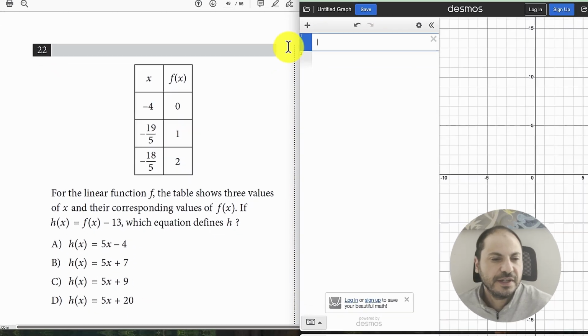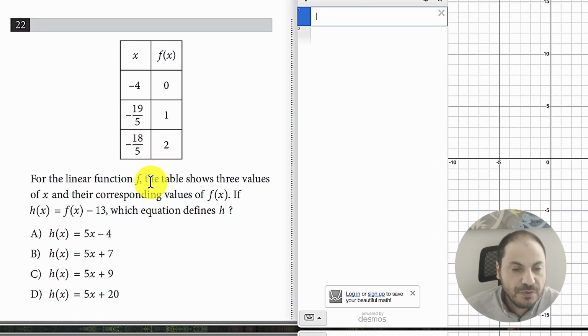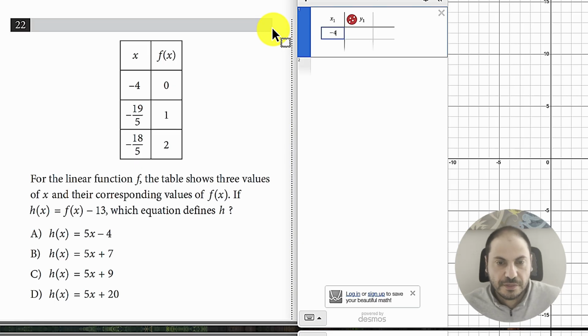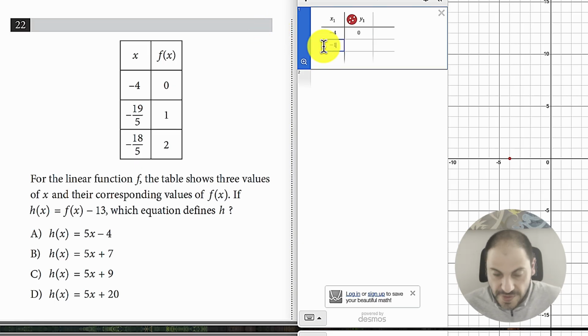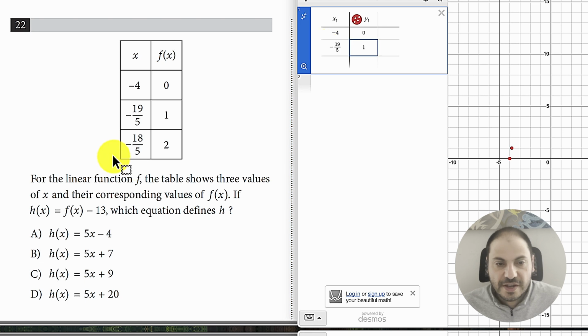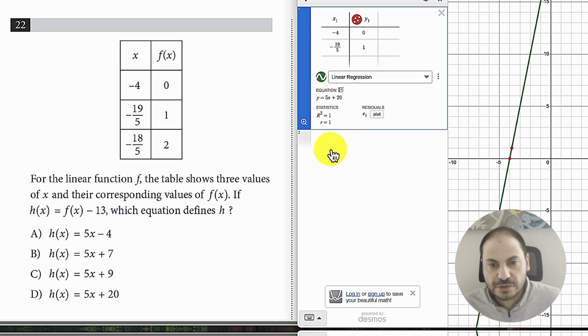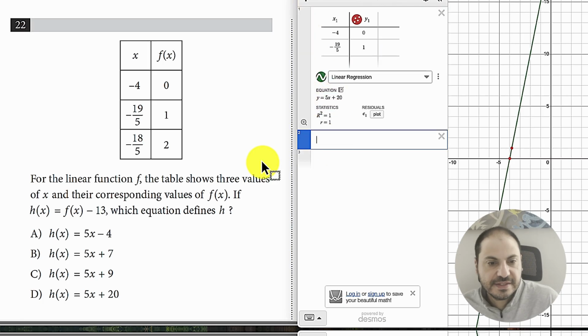All right, it says for the linear function f, the table shows 3 values of x and their corresponding values of f of x. So this is x, y, just like a table. We can just type in table, -4, 0, -19/5. I don't have to put this third one in because you only need 2 points to find the equation of the line. So you put those in and then press add regression, and it gives you y equals 5x minus 20. So that's f of x.